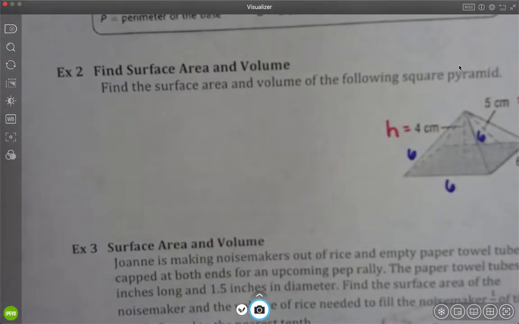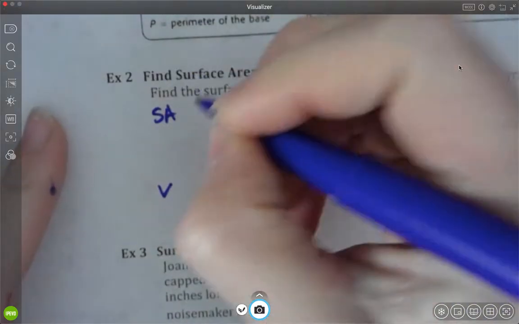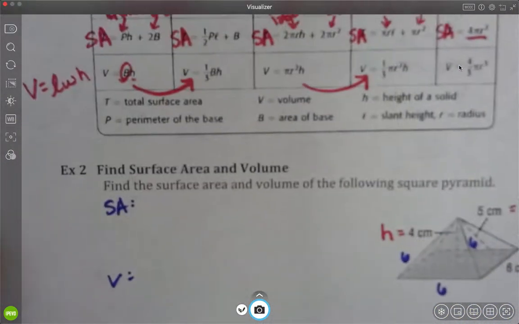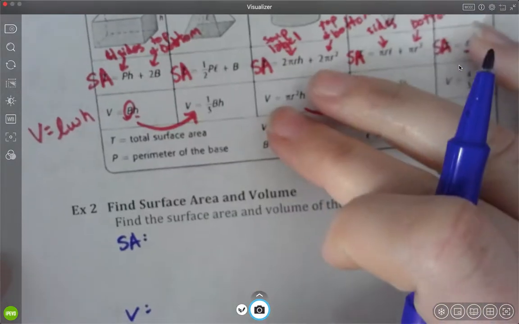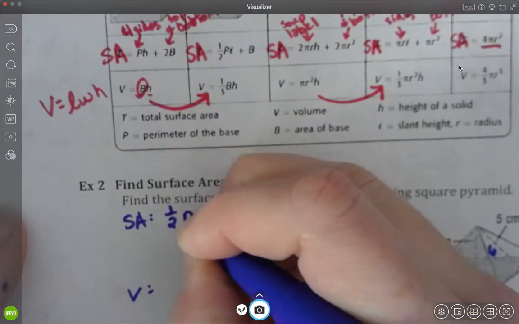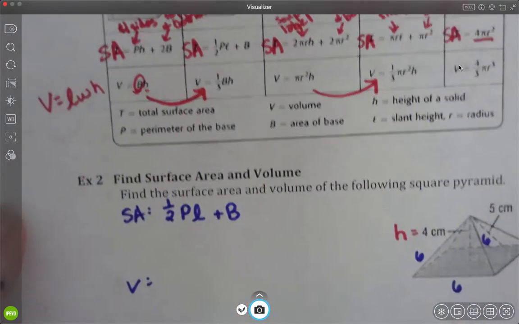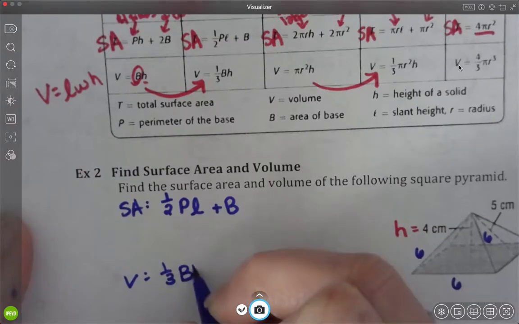All right, so they want us to find surface area, and they want us to find volume. On your homework assignment, I would encourage you to rewrite the formula. So we are looking for a pyramid, which is this formula up here. So I'm going to recopy the formula down below. 1/2 perimeter of the base times the slant height plus the area of the base. And the volume is 1/3 capital B times H, okay?